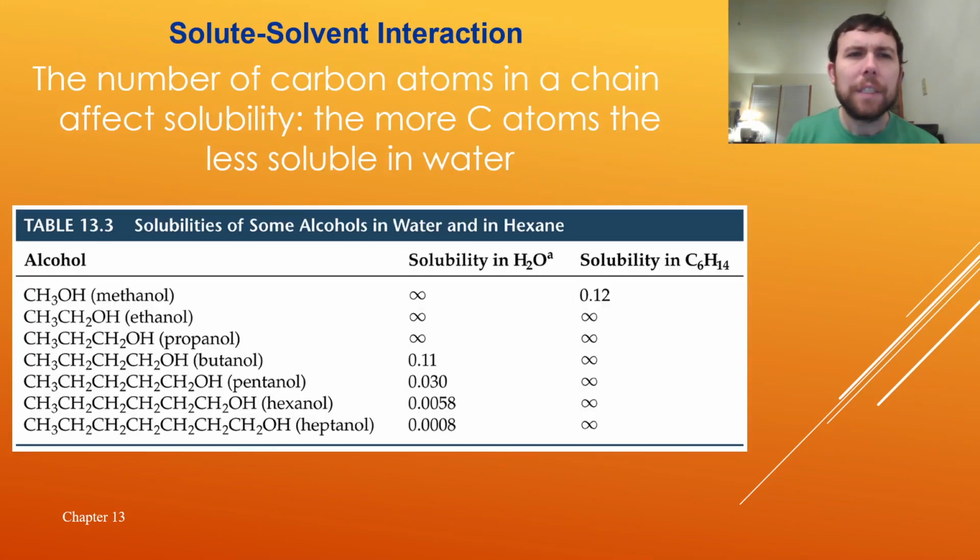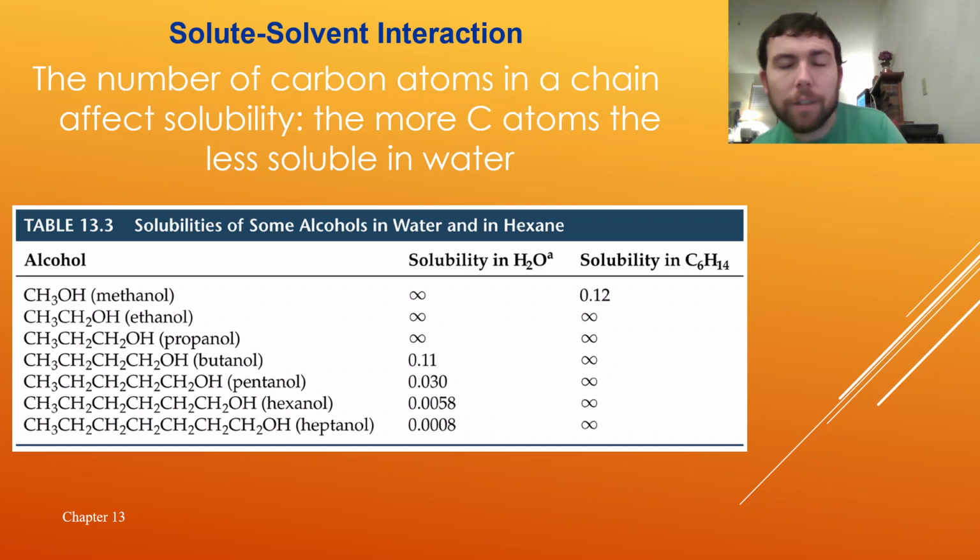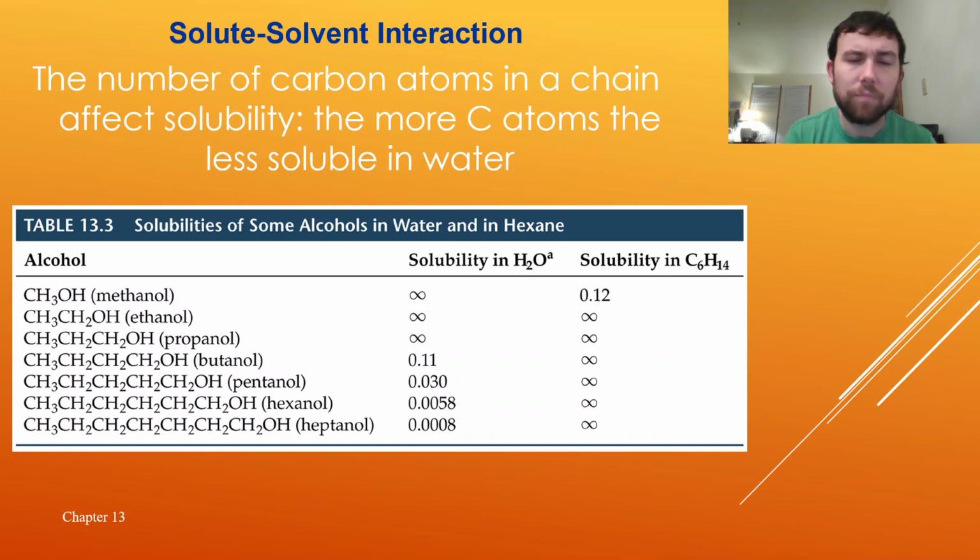All right. Another solute-solvent interaction that I want you to consider is the number of carbon atoms in a chain, and how that affects solubility. We stated already that the more carbon atoms that the hydrocarbon has, the less soluble it's going to be in water. So here we've got some alcohols, and you've got the solubility of them in water and the solubility of them in hexane. As you can see, our shorter carbon chains, 3 carbons or fewer, have a really high solubility in water.